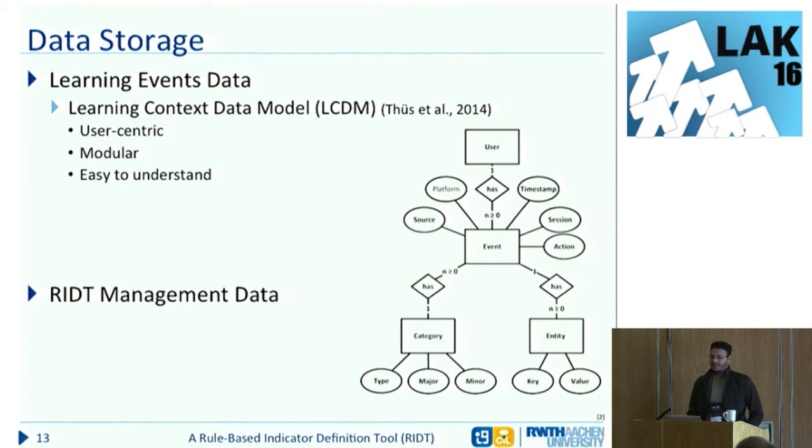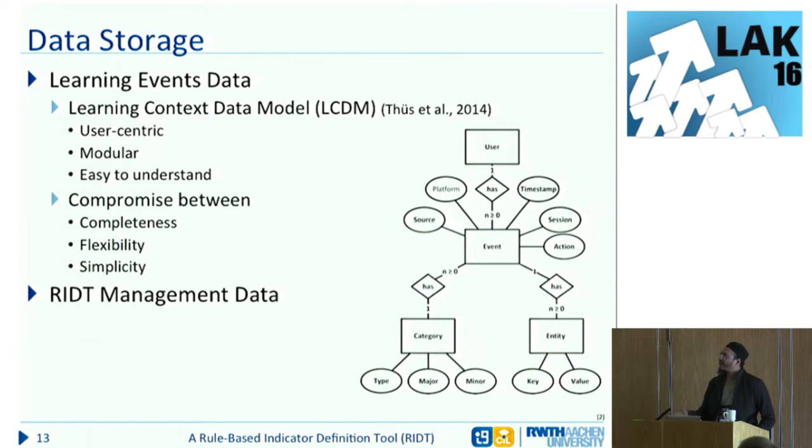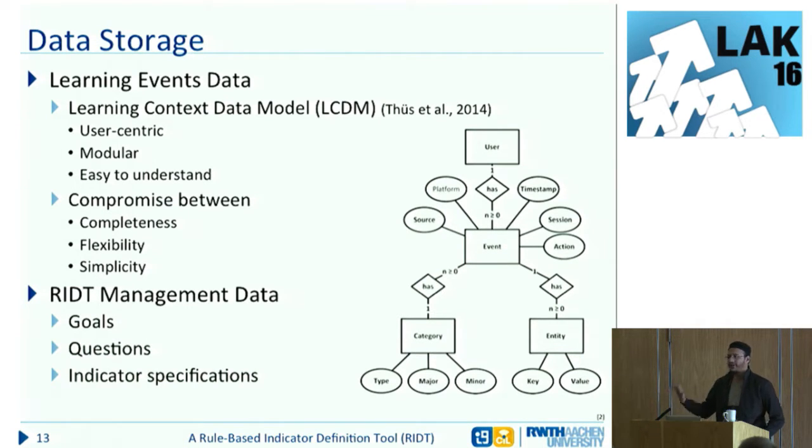And this data model also saves additional parameters or additional information about the event in this entity in the form of key value pairs. So this data model is a compromise between completeness, flexibility, and simplicity. Different models have different attributes, so we plan to use this. And of course, the internal RID management data is to store the indicator information, and specification is being managed in the database also.